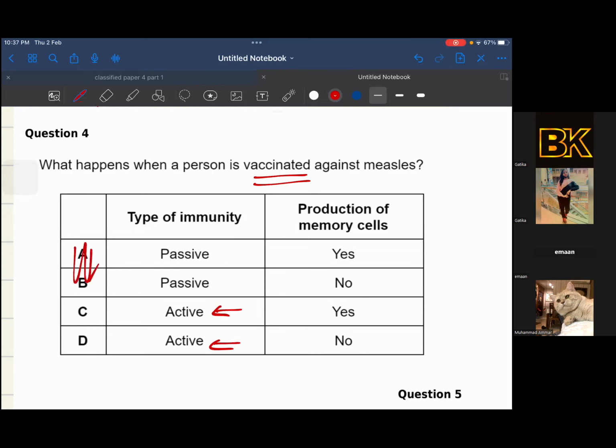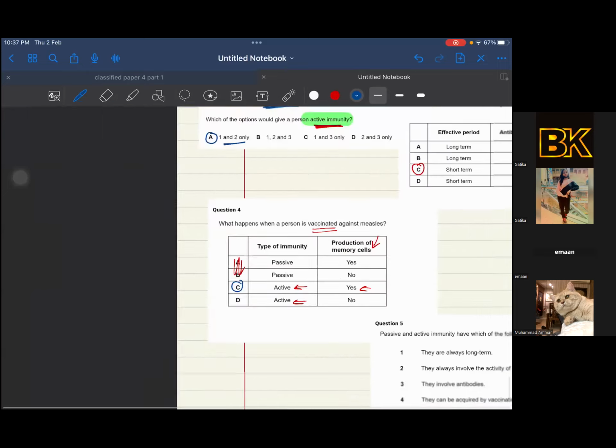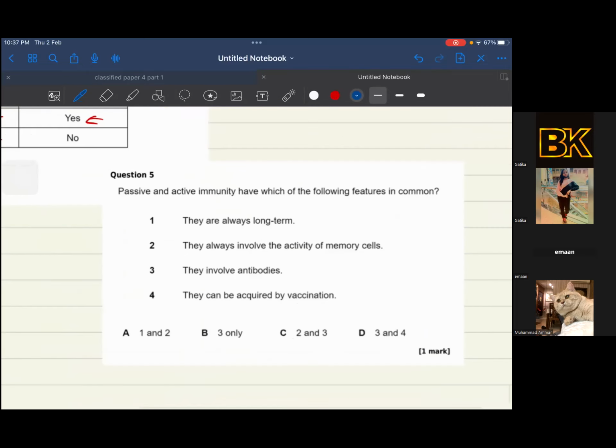C or D. Remove A and B. Does it involve the production of memory cells? Yes. Okay. The answer should be C. Iman, you have written the answer correctly, so I assume you understand. Yeah, I do. Okay.